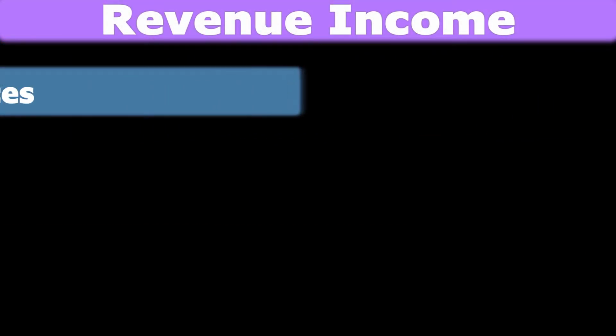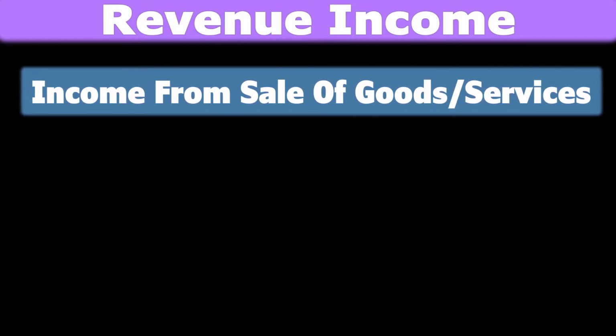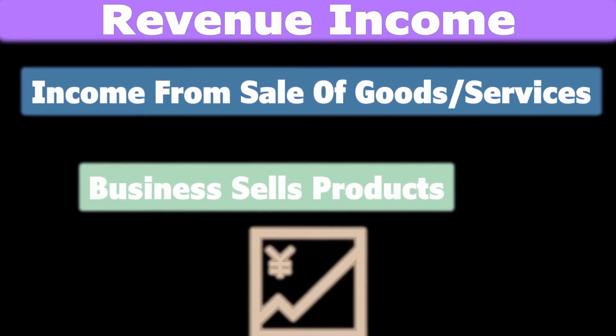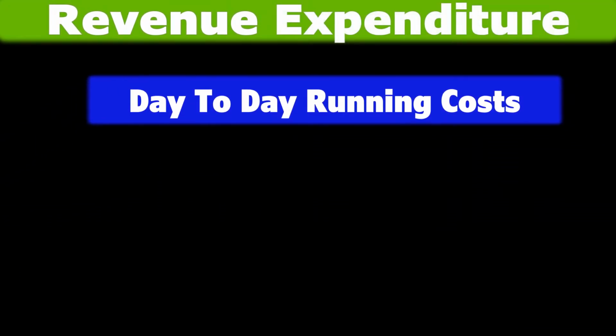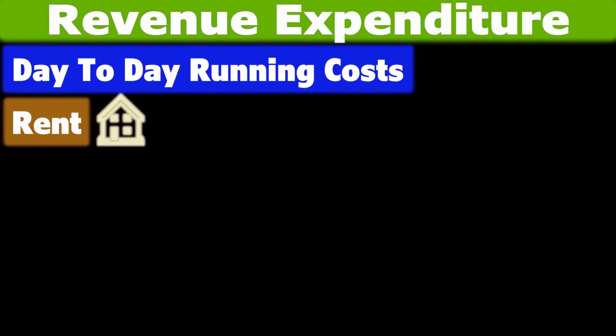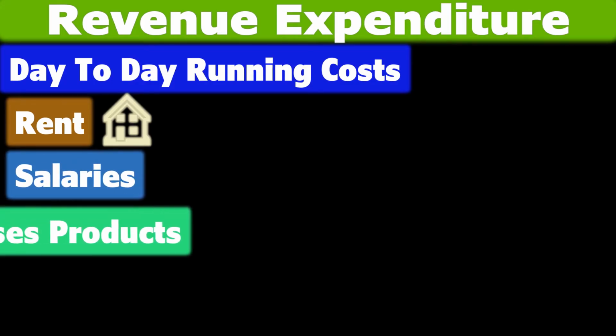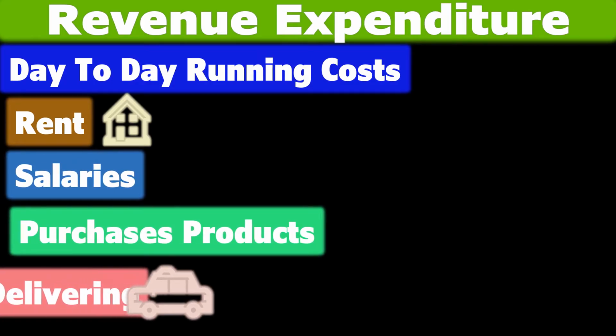Also, revenue income is income generated from the sale of goods or services. Examples include when the business sells their products. On the other hand, revenue expenditure is the day-to-day running costs of a business. Examples include rent, salaries, when the business purchases products, and the costs of delivering goods.